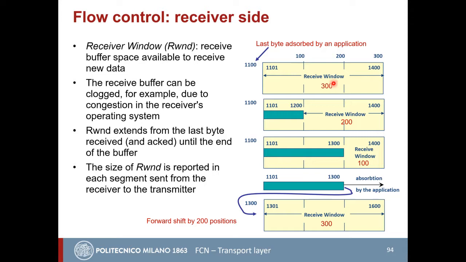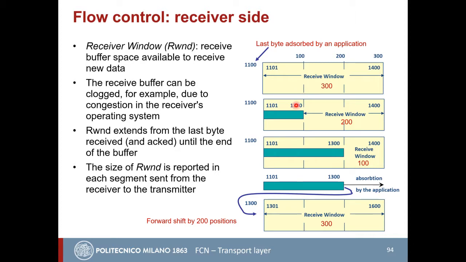Okay. It has a size equal to 300 bytes, and since in this initial condition all the bytes that have been received were already taken by the application, so the last byte absorbed by the application is 1100, it means that the receive window in the initial conditions has the same size as the receive buffer. Okay, so the receive buffer has a size of 300. The receive window initially has the same size. So all the buffer is empty. The receive buffer is completely empty.